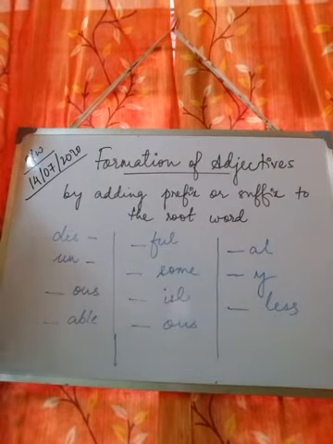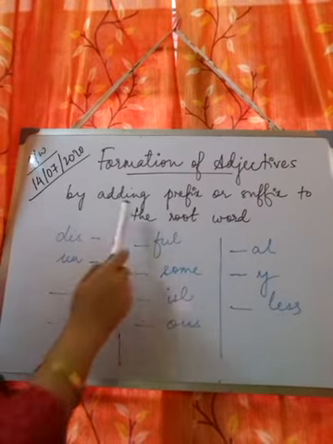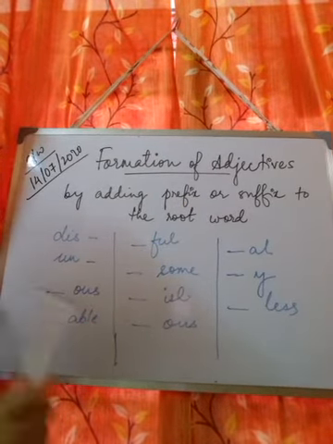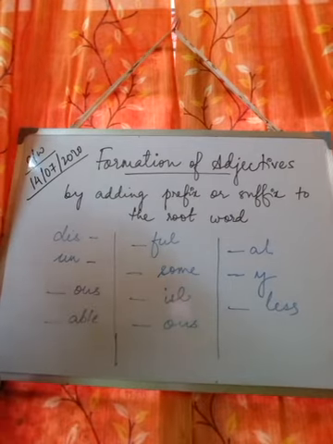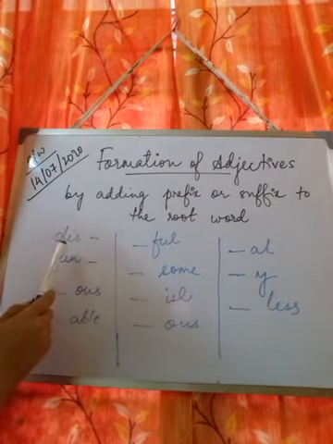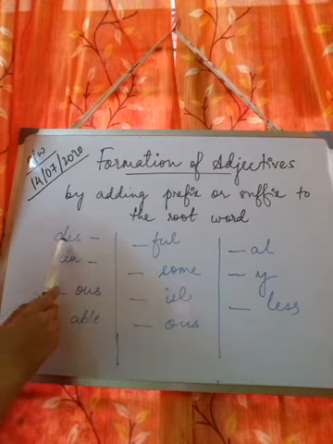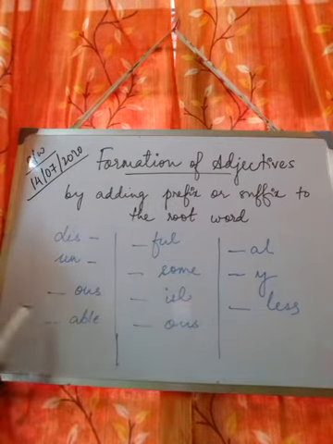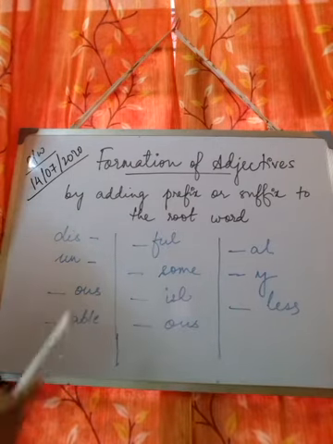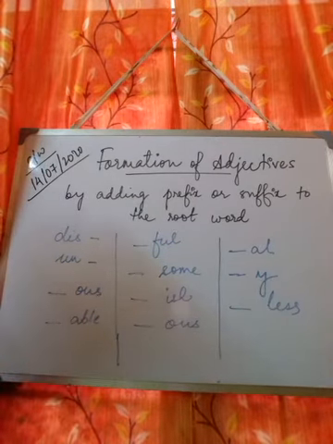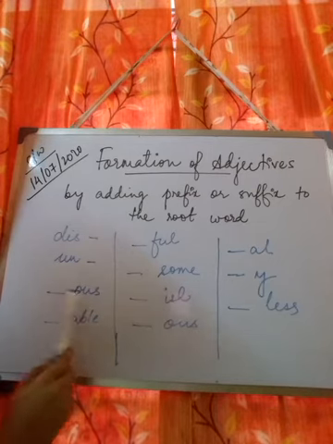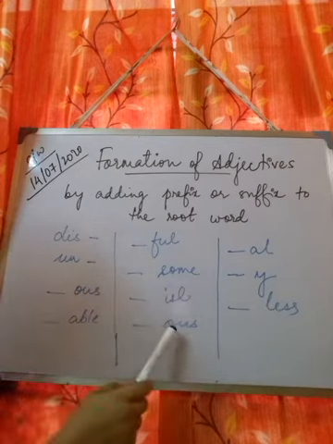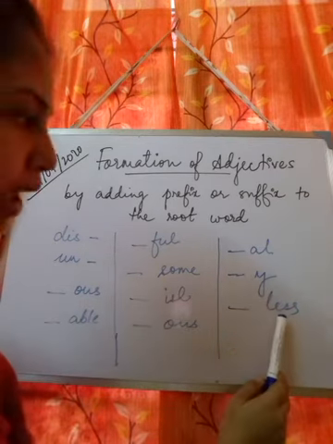The formation of adjectives. Adjectives can be formed by adding a prefix or suffix to the root word. The prefixes or suffixes that help us are dis, which is used as a prefix before the root word, and il and un, used before the root word. And there are a lot of suffixes that we affix to the root word in order to make an adjective, like ous, able, ful, some, ish, ous, al, y, less.